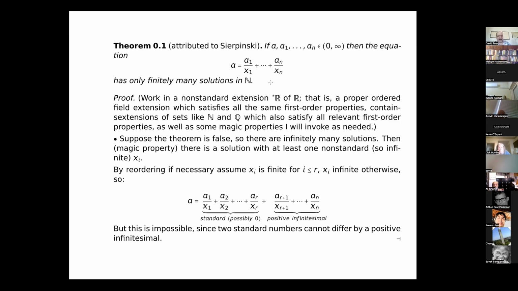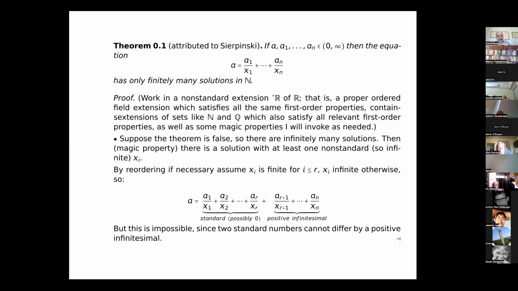Then there exists a solution with at least one non-standard xi, and that's one of the magic properties that I'm invoking, which is that if you take any infinite set and take its non-standard embedding, it gets new elements in it. By reordering, if necessary, we can put all of the terms with standard denominators first, and then the ones with non-standard denominators later.